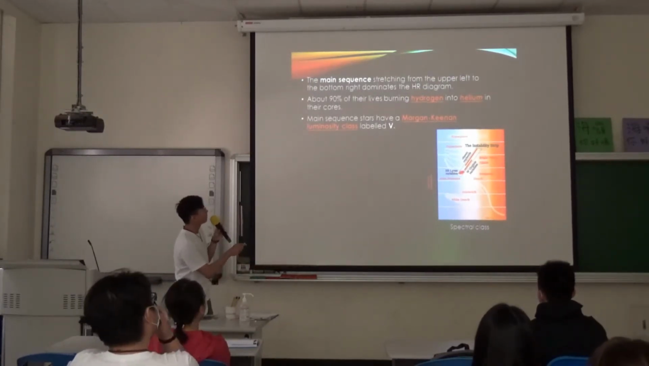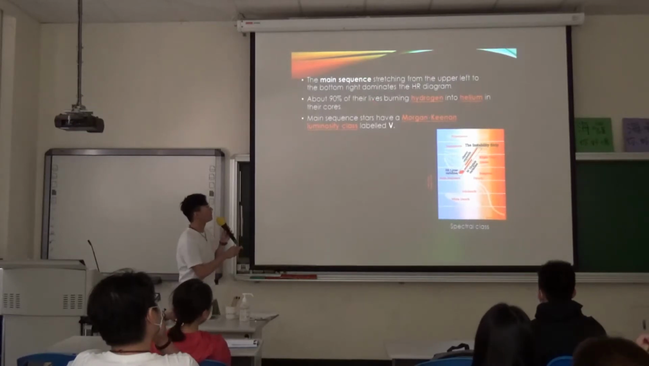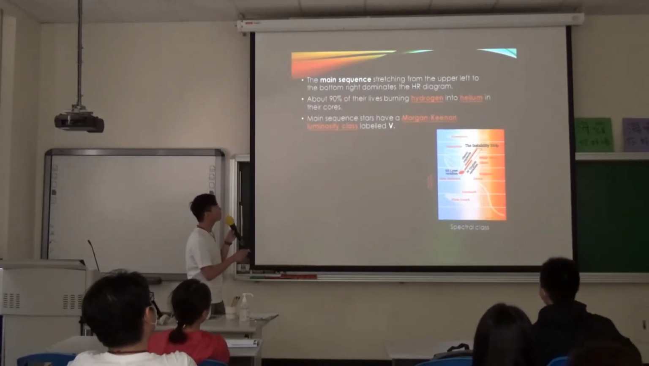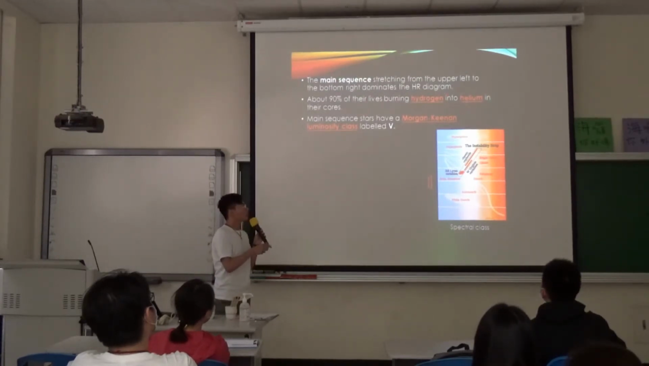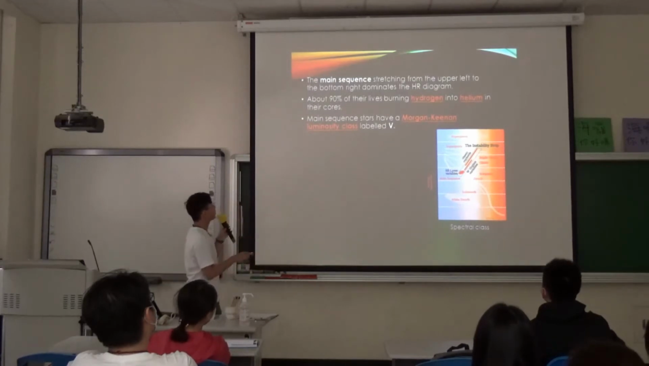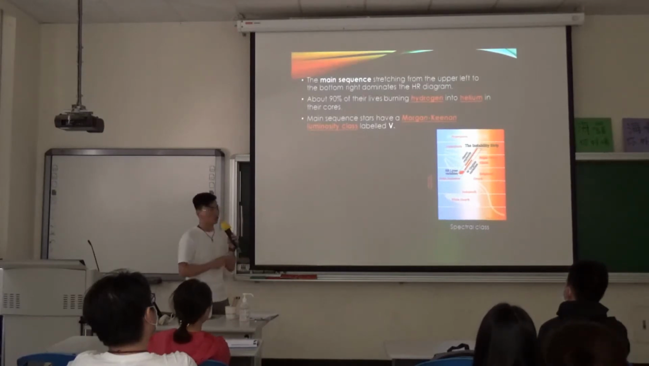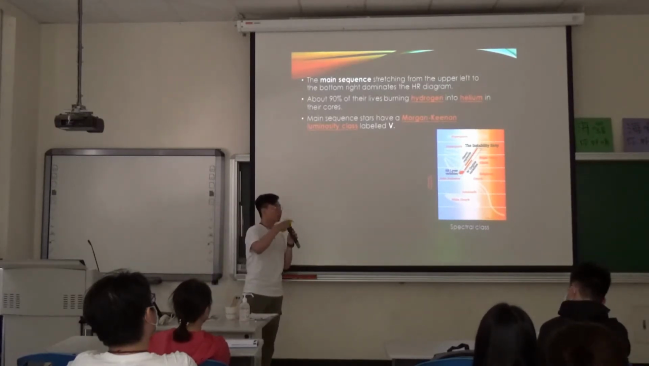It dominates the HR diagram. And about 90% of them are burning hydrogen into helium in their cores. And main sequence stars have the MK luminosity class label V.